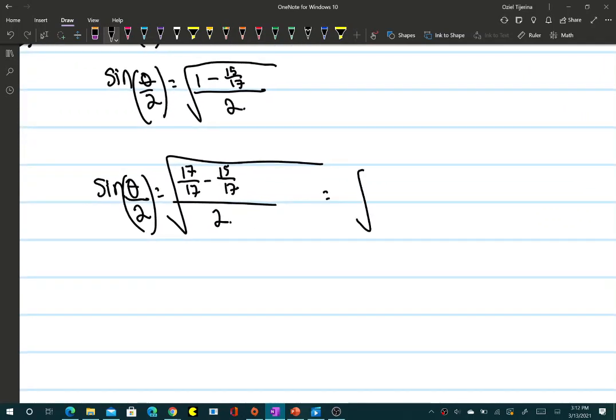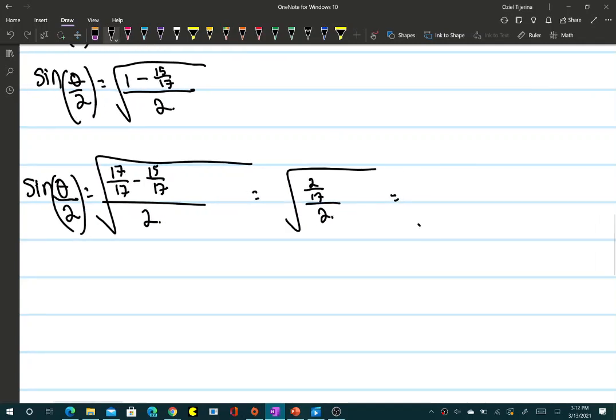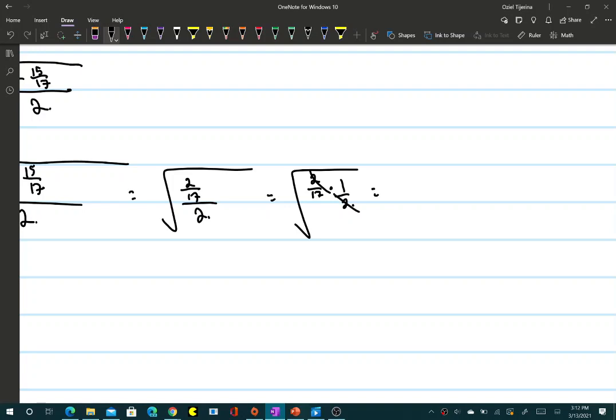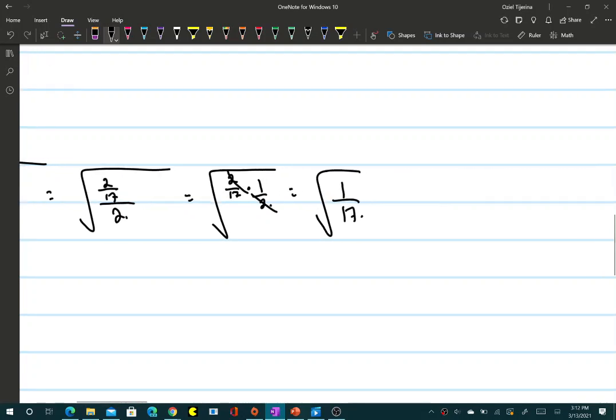This is equal to the square root of 2 over 17 divided by 2. This is equal to the square root of 2 over 17 times 1/2. And if we cross multiply, or if we cancel out the terms basically here, we would have that this is equal to the square root of 1 over 17.